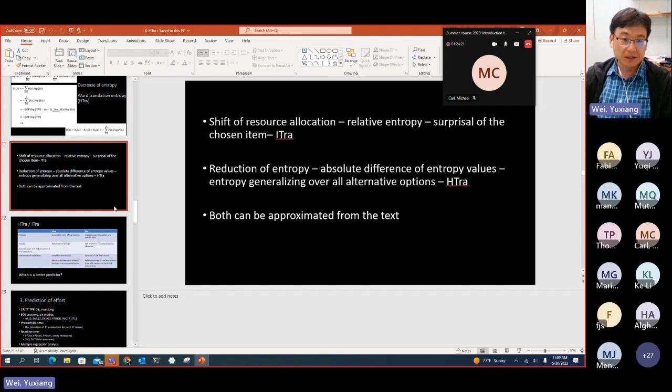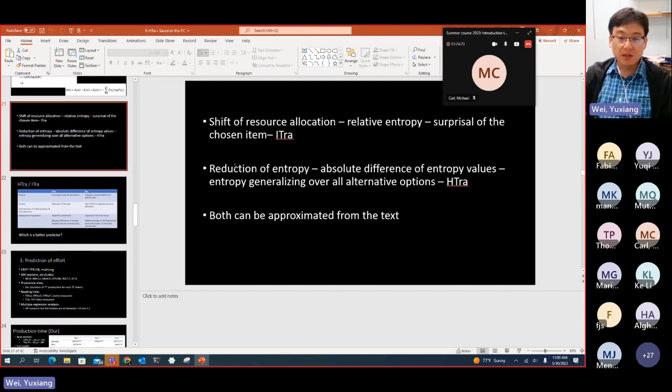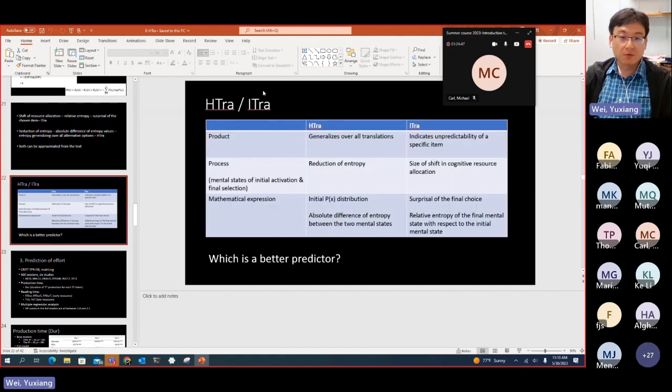Yeah, thank you, Michael. So theoretically, we have these two, and both can be approximated from the text or from the experimental session. We may have different ways of operationalizing it or approximating the level of entropy here, but in the CRITT database, there is one way, which is from the experimental session. Okay. So we have two ways of operationalizing it, two metrics.